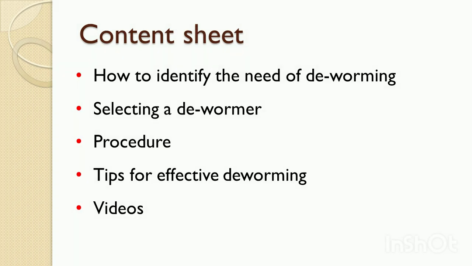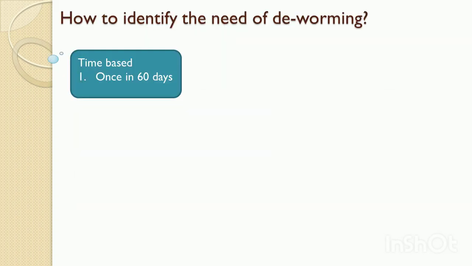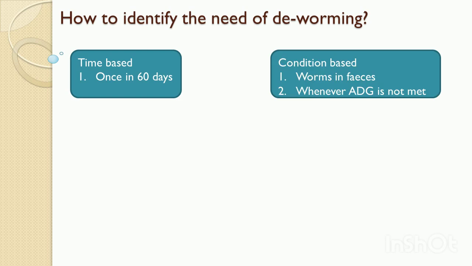So let's get started with the contents of the presentation. Deworming at our farm is done in two modes. One is time-based mode, wherein we do it once in 60 days. Another one is condition-based. Suppose within 60 days you find some conditions like there are worms found in the excreta of the goats, or the average daily gain is not meeting our basic requirement, then we take a call of deworming.